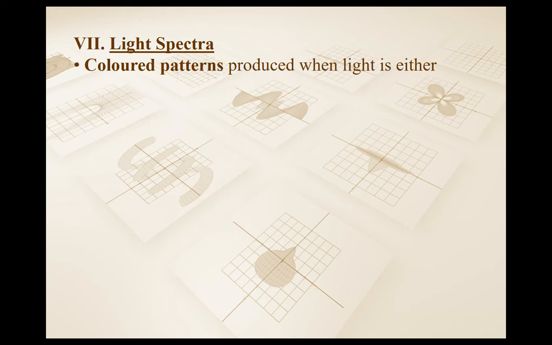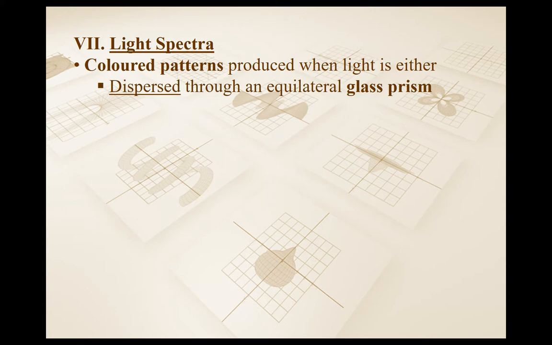But what is a light spectra? A light spectra is a colored pattern that is produced when you take light and shine it through a glass prism. And when you shine light through a glass prism, the light undergoes dispersion. Dispersion just involves a separation of the light into its different color components. The reason it does separate is because the index of refraction in glass does depend a little bit on the wavelength of the light that's passing through it. And those small variations in the index of refraction is what allows the light to separate into its color components.